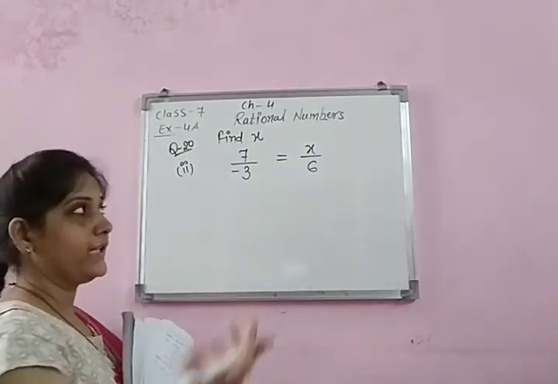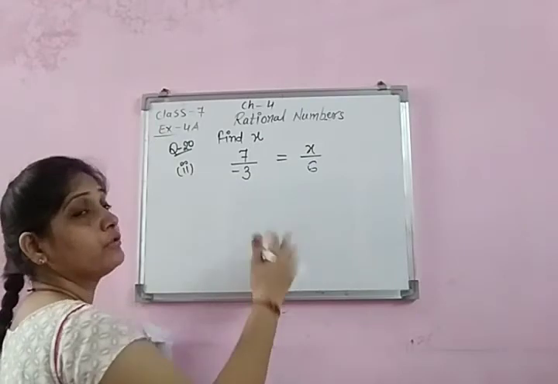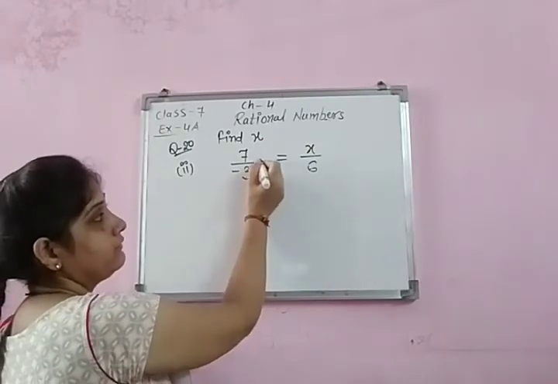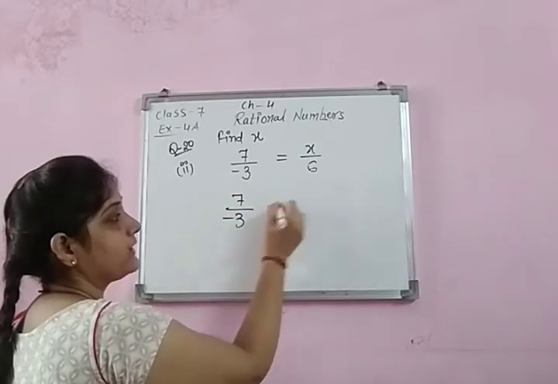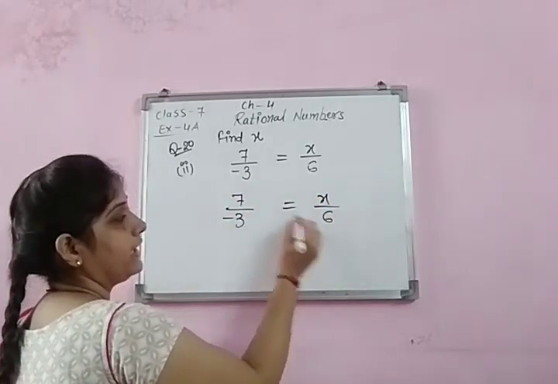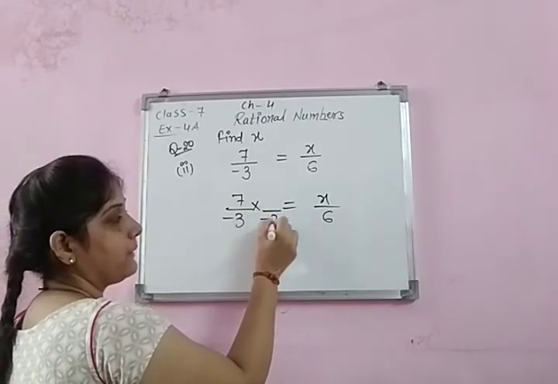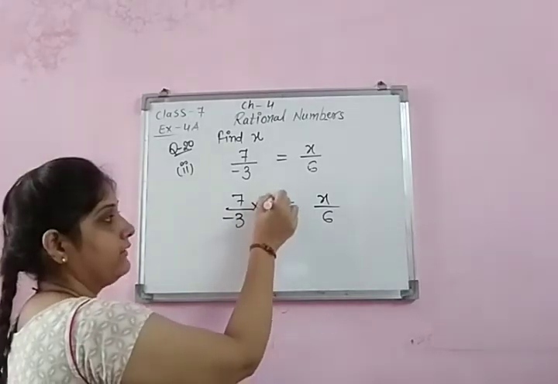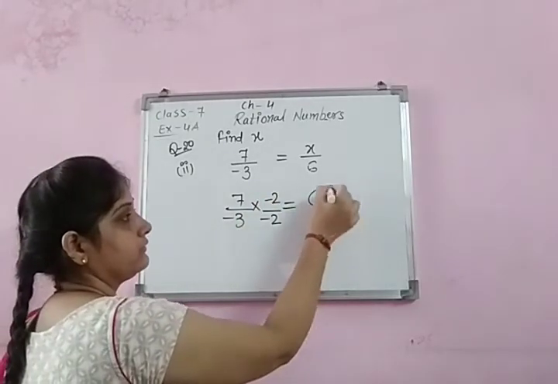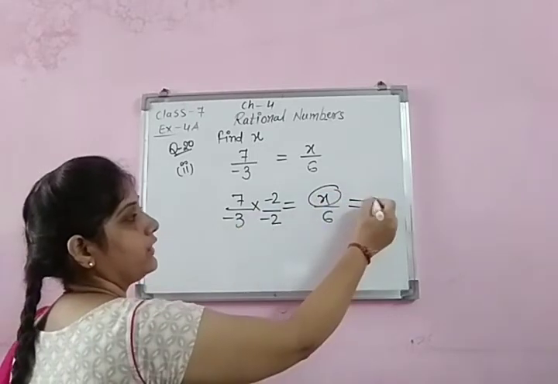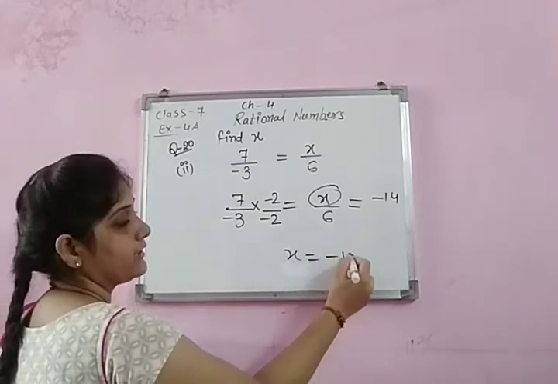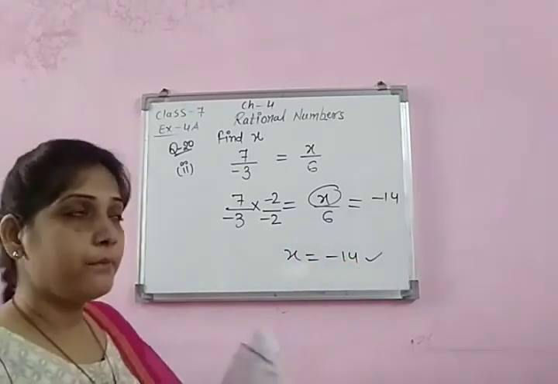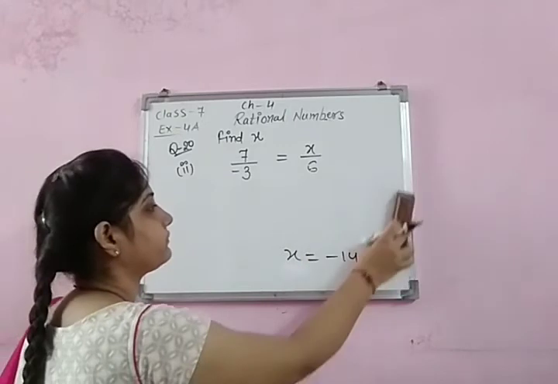So what do we have to do? You can do two things. You can do cross multiplication, or you can see by which number we have to multiply 7 by minus 3 so that we get 6. I think I have to multiply by minus 2. So what did I get here? 7 twos are 14 with a negative sign. So the value of x is minus 14. This is the short way by which you can solve.